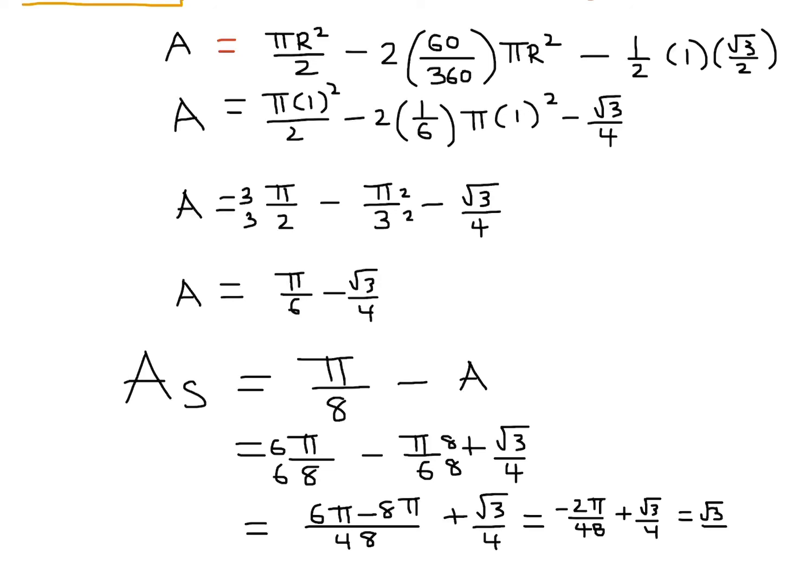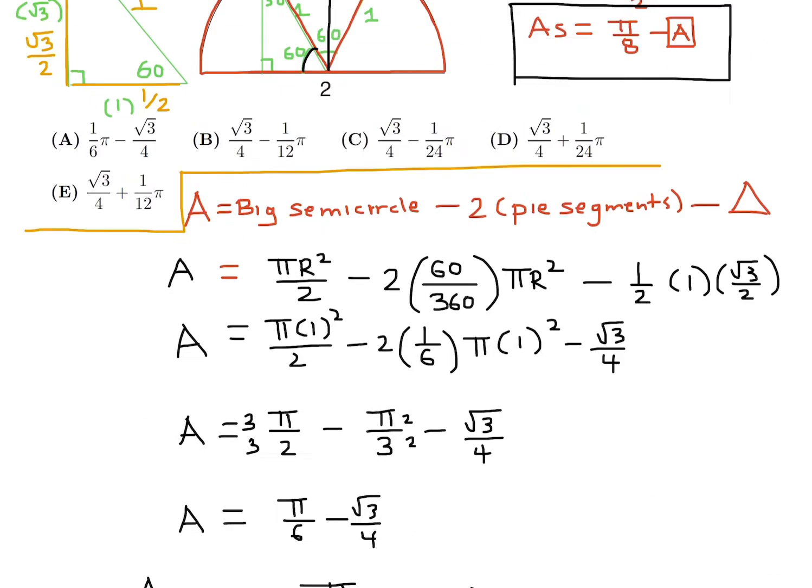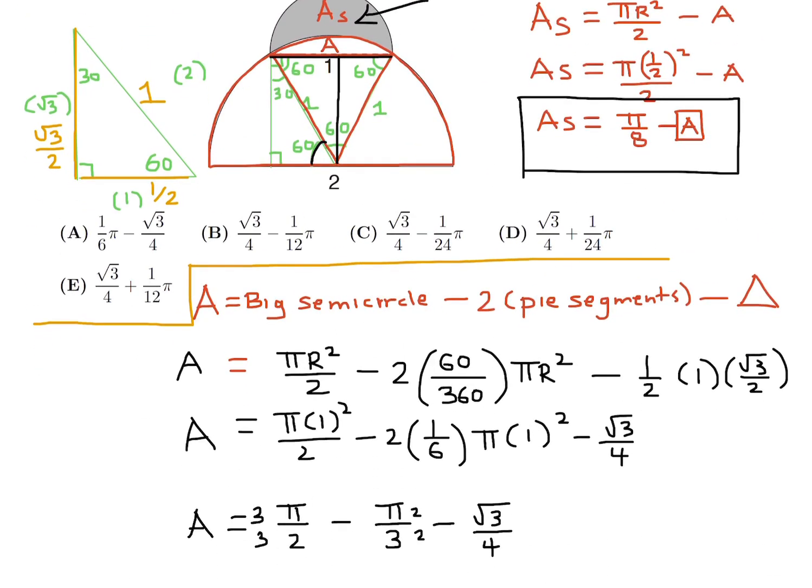√3/4 minus pi over 24. Final answer. √3/4 minus pi over 24, and that would mean the answer to number 19 is C.